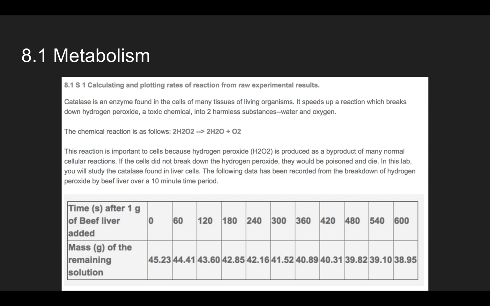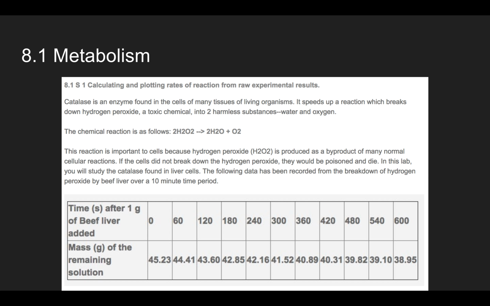So, as we did this morning, we are basically calculating and plotting rates of reaction from raw experimental results. IB wants you to be able to do this. So, catalase is an enzyme.